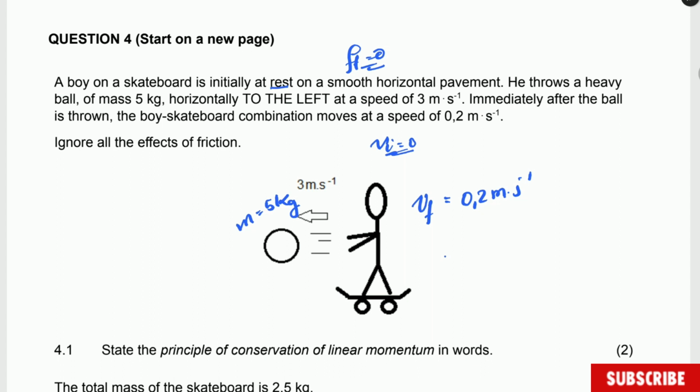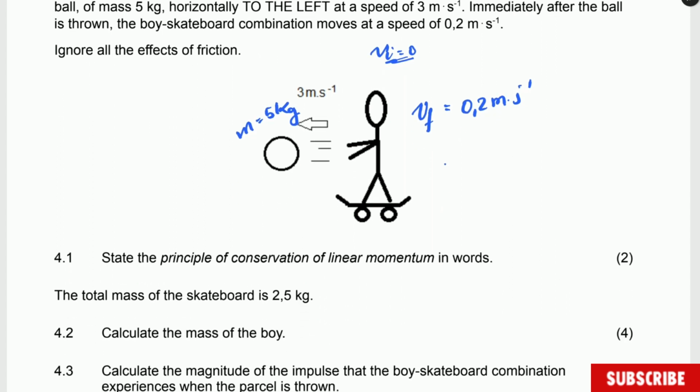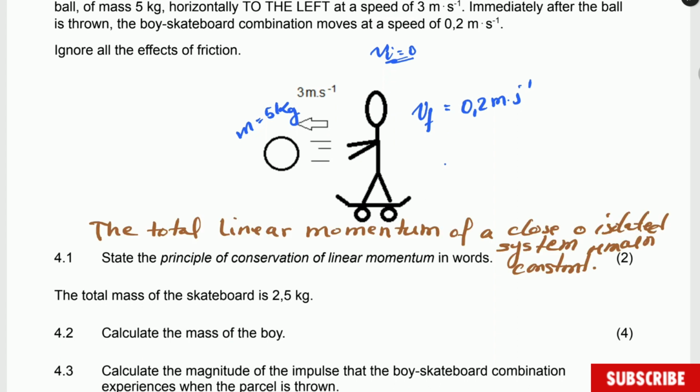Question 4.1, state the principle of conservation of linear momentum in words. So you have to state the principle in words, and it's quite simple. So what do you have to say here? The total linear momentum of a closed or isolated system remains constant. And if you say that, guys, you get 2 very easy marks.